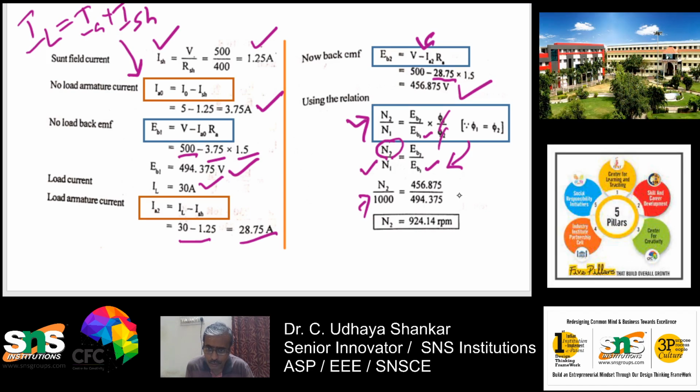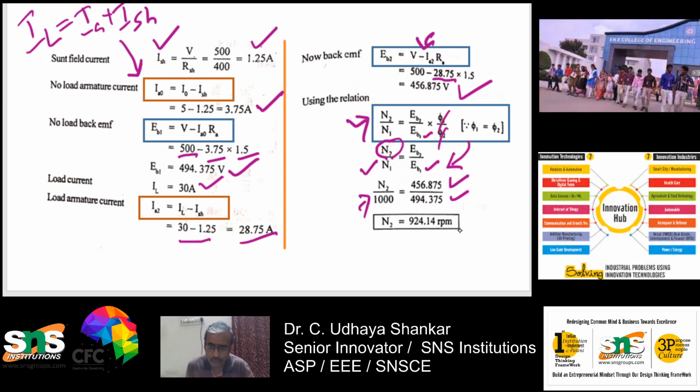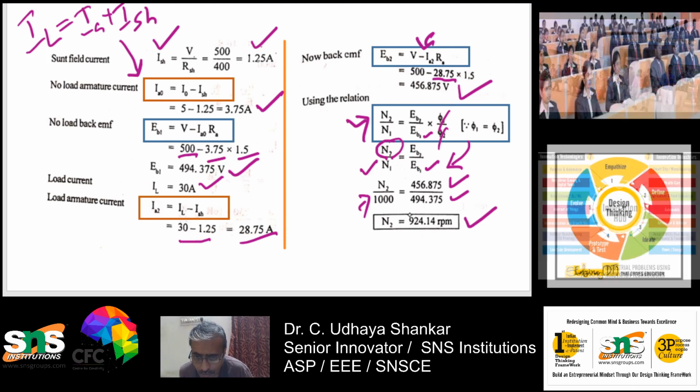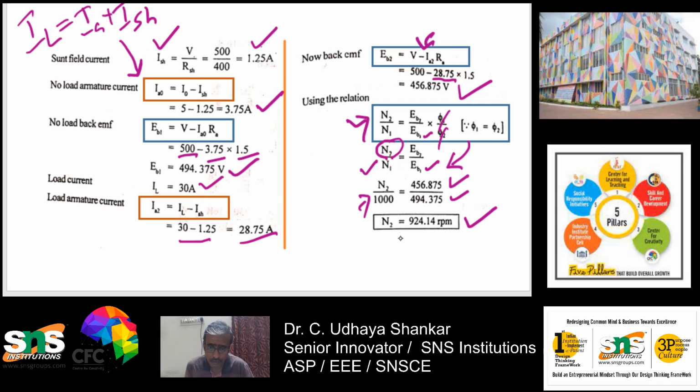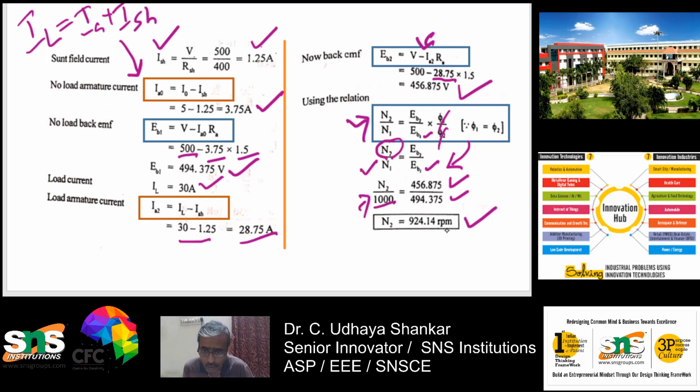Now you just substitute 456.875 for EB2, and similarly 494.375 for EB1, and you calculate N2, the only unknown. You just rearrange this equation, and the final magnitude for N2 is the speed at which it is now running for a different value of armature current, for a different value of load current. Initially, when it is running at no load condition, it was at 1000 RPM, and when it is loaded, it is running at 924 RPM. So, this is the final finding.